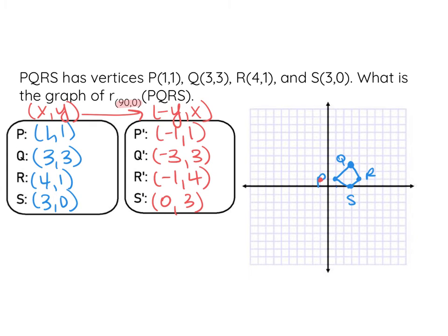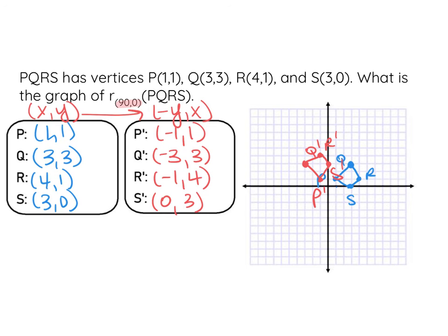-1, 1, so here's p prime. -3, 3, so here's q prime. -1, 4, there's r prime, and then 0, 3 is s prime. So it's a small picture, kind of hard to see, but hopefully you notice that if I took the blue shape and I just rotated it 90 degrees about the origin, that's what my shape would look like.